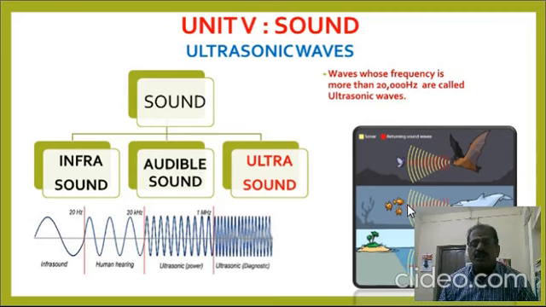Similarly, here the dolphin can also find the fishes which are swimming inside the river water by using ultrasonic waves. And here the seashore can also be seen by the dolphin by the ultrasonic waves. So whatever obstacle is present in front of these animals, they can find it out by using ultrasonic waves.